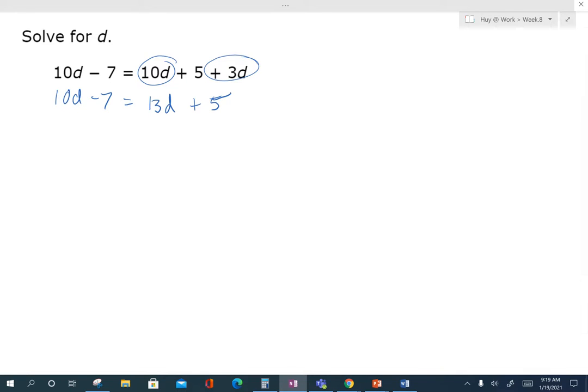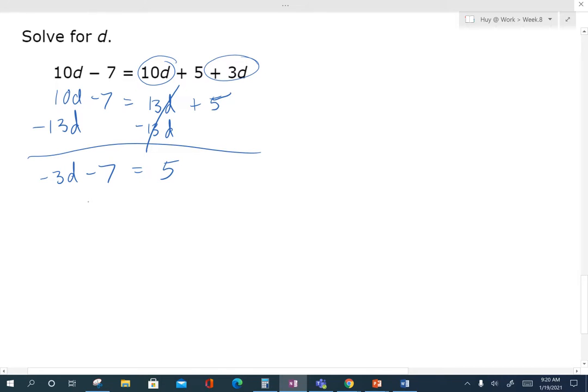You will get to the same answer though. But I like to keep things efficient, so let's do it that way. All right, so subtract 13Ds on both sides. Just because I kind of like D's on the left side if possible, so that the answer looks nicer. All right, so 10D minus 13D is negative 3D, minus 7 equals positive 5. All right, so now I'm going to add 7 on both sides, because it's just a two-step equation here. And then negative 3D equals 5 plus 7 is 12.